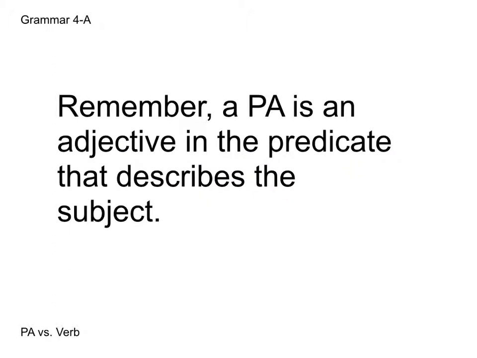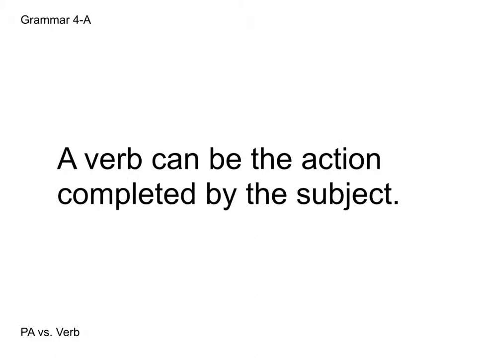Now let's get into the predicate adjective versus the verb. Remember, a predicate adjective is an adjective in the predicate or after the verb that describes the subject, whereas a verb can be the action completed by the subject. So it's the action in the sentence or it's linking. But when you have to determine between a PA and a verb, it should be relatively obvious. So let's get into it and make sure we fully understand it.